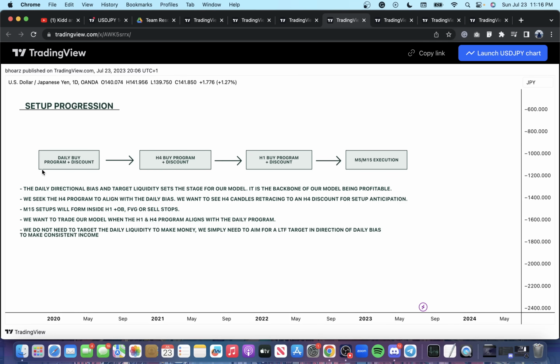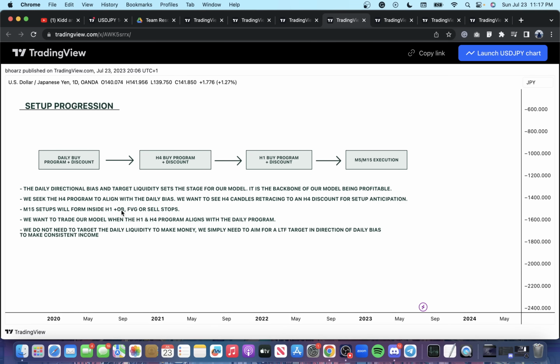All right, so for buy programs, we're looking for a 15-minute setup, which will form inside a 1-hour either bullish order block, fair value gap, or sell stop. Now let me talk about this a little bit more. There are only 3 PD arrays we use for a model. Again, I'm not going to specify what PD array on a model because we're using 3, and it depends on what is present during that time window where we're hunting our setup. We're only looking for 3 premium or discount arrays, either an order block, a fair value gap, or a breaker block. These are the only 3 PD arrays we're hunting.